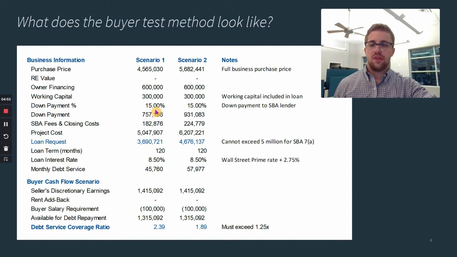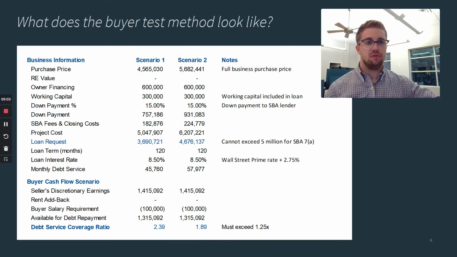Then the down payment of 15%. We typically see lenders vary between 10 and 15%, but 15% is a good level to set it at for the purposes of making sure it meets the requirements. And then you'll see what that fee is. And this includes other closing costs that we've baked in to make sure it's realistic. Then the project cost is calculated from that. That's the sum of all the money changing hands.